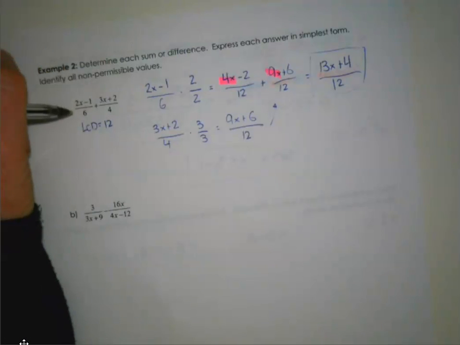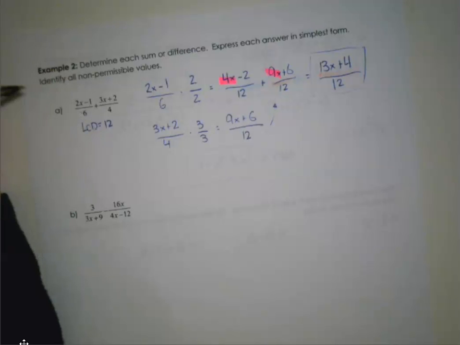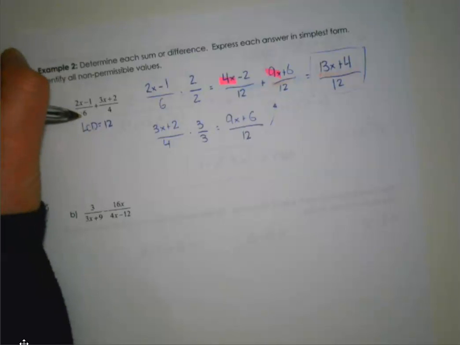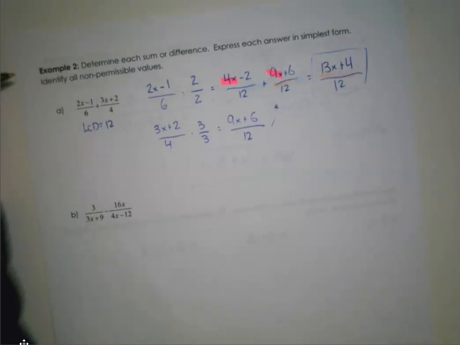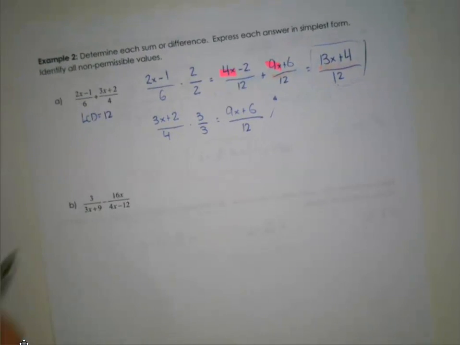The other thing is with two numerical denominators, you're not looking for a non-permissible value, right? That only applies to variables. So we don't have to worry about the NPV for this one.